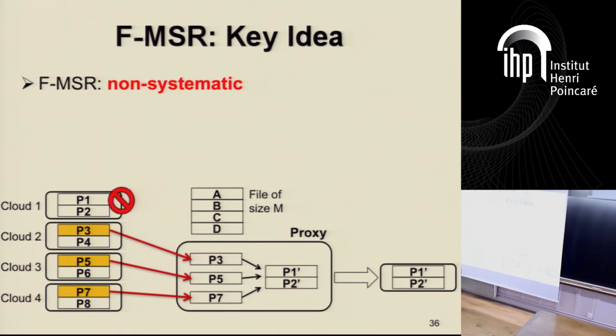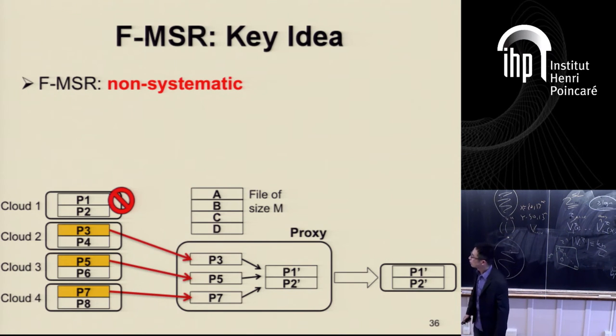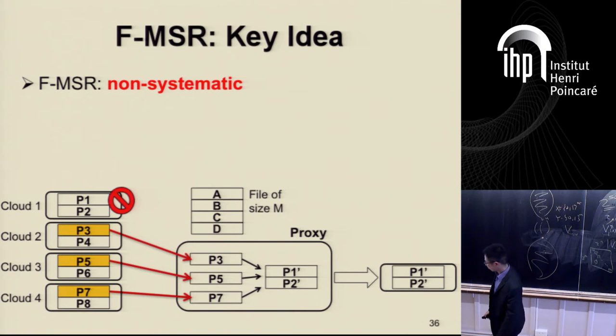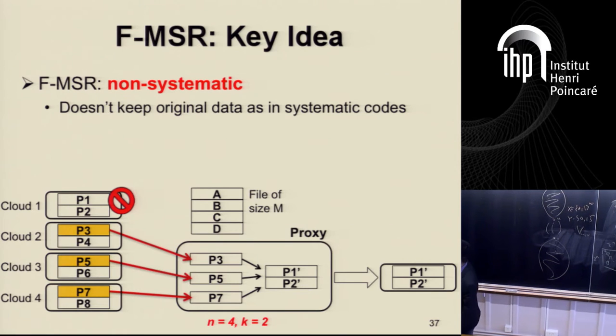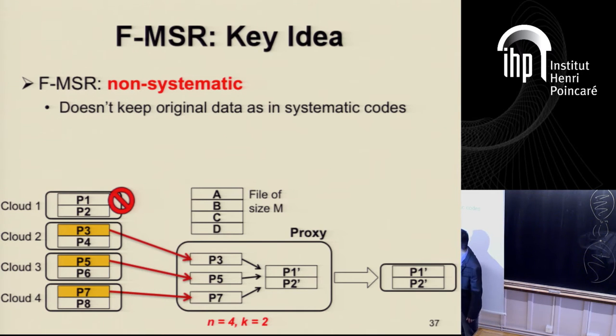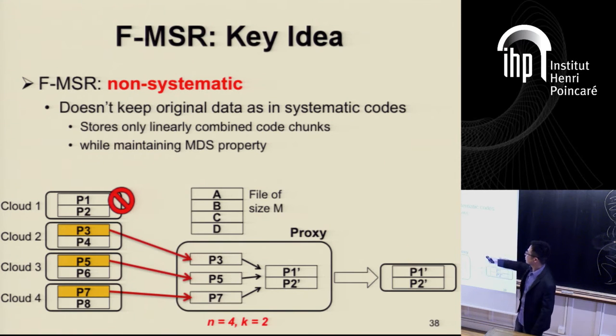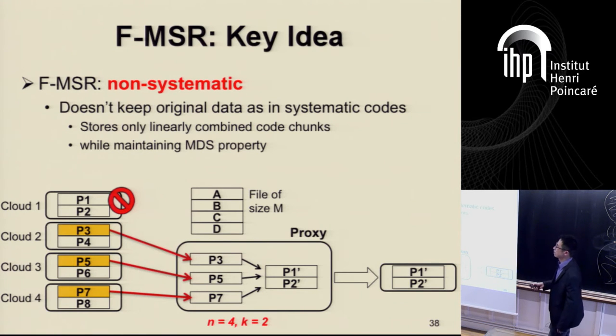And the key idea of FMSR is that it is non-systematic. And what does that mean? That means we do not keep the original data. We can see that the data stored in the clouds, or even the repair data in the new cloud, are not the same as the original chunks. So actually, we do not keep the original data in this solution, but we still maintain the MDS property. We have explained it before.